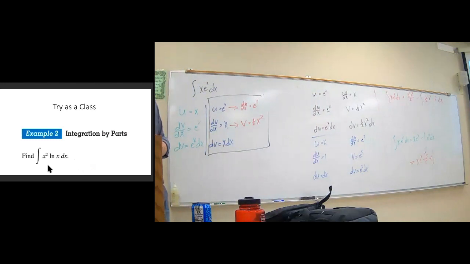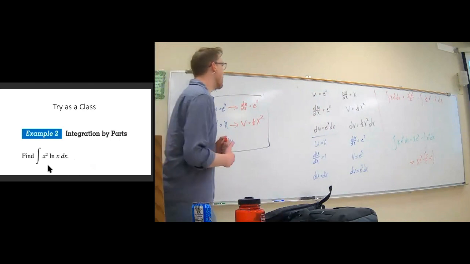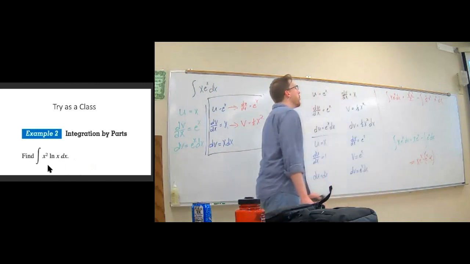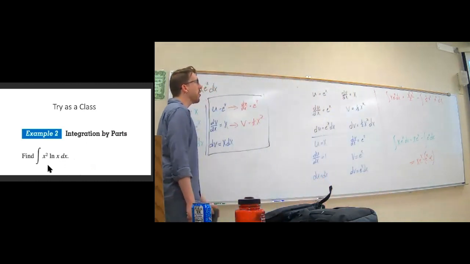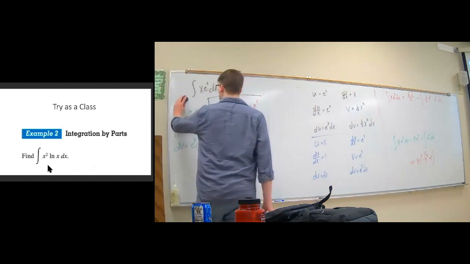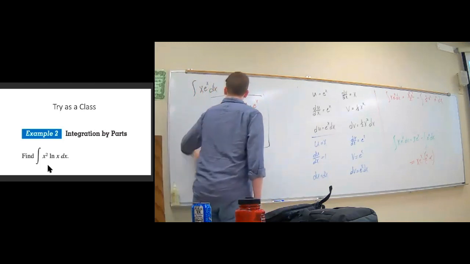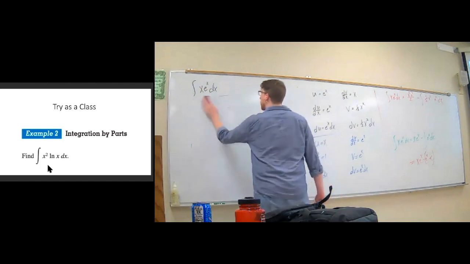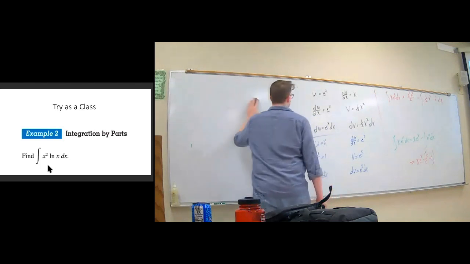Okay, what about here? I want you all to try this problem. I'm going to give you all about 3 minutes. And then somebody at home, I want you to tell me what you chose u and dv to be. So 3 minutes, and I'm asking someone at home how to solve this.